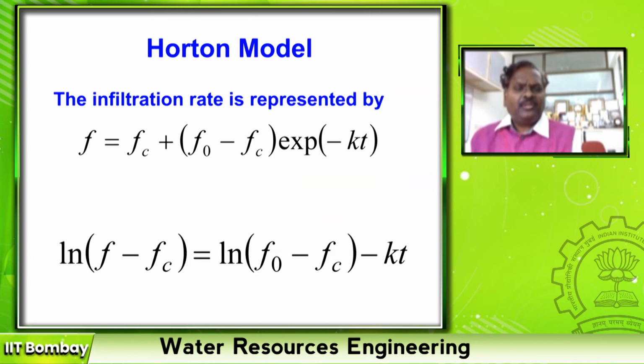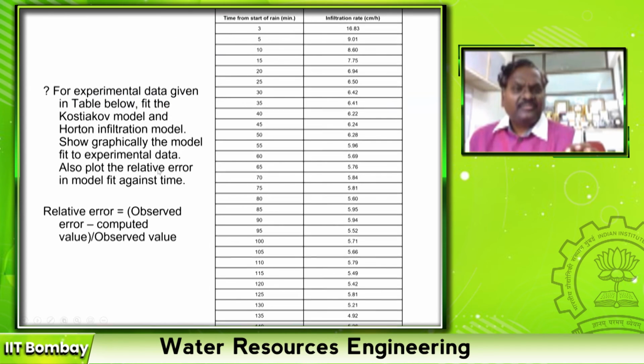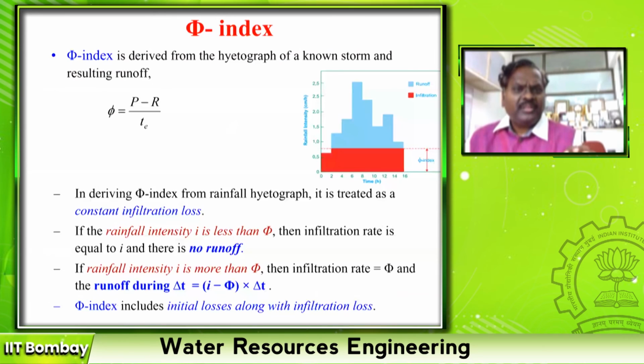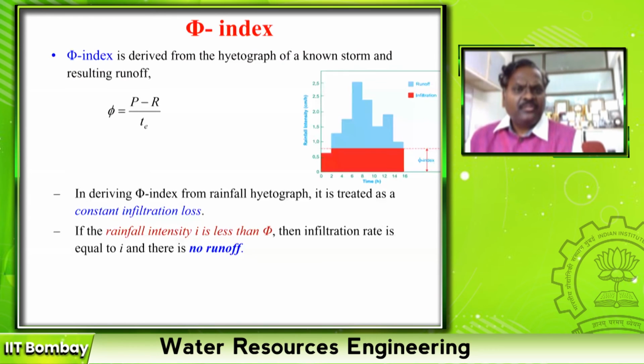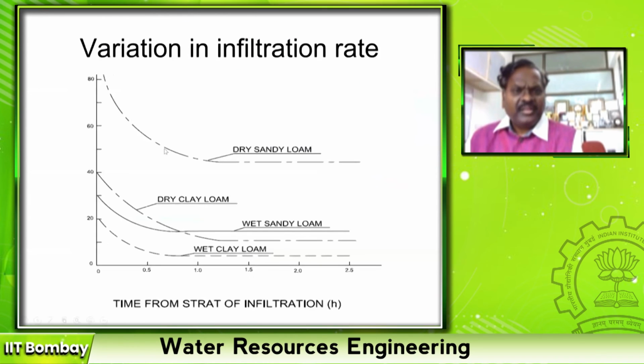But out of several models, I feel that this Horton's model is good enough for a lumped water budget model. It says that the infiltration rate at any time is equal to FC. FC is nothing but the basic infiltration rate. I'm just going back to that infiltration curve, right? This value where it becomes constant, this is the FC value.